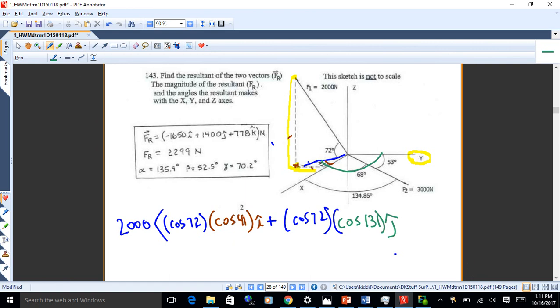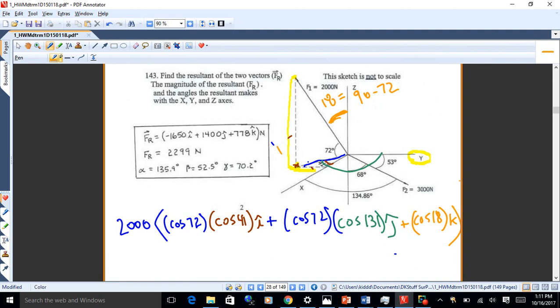All right, and then the last one would be the K. That's this angle right there, and that's 18, which is 90 minus 72. So that last one will be cosine 18. Okay, so that's how you'd work that vector out.